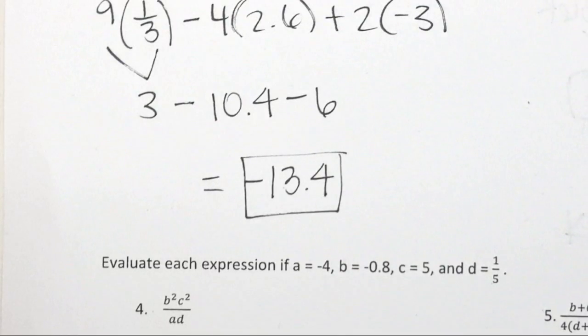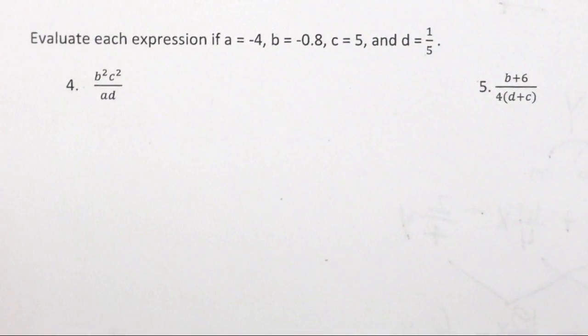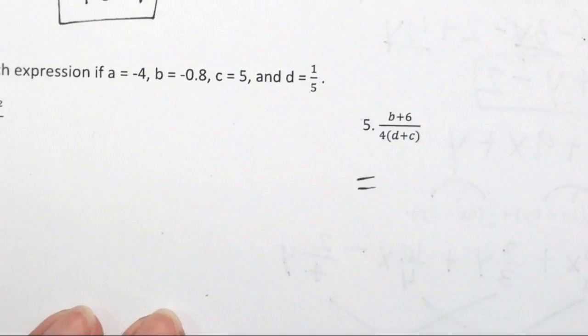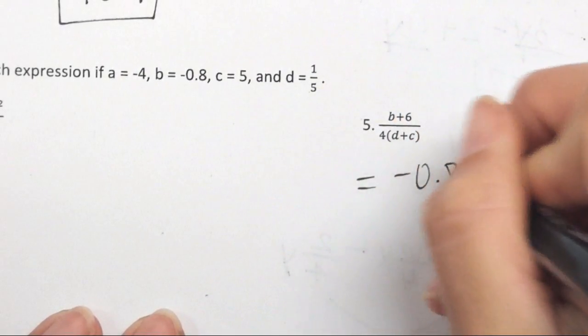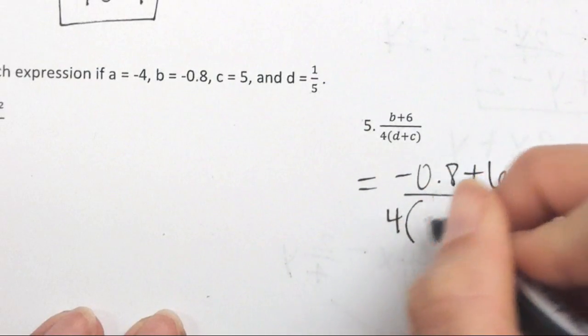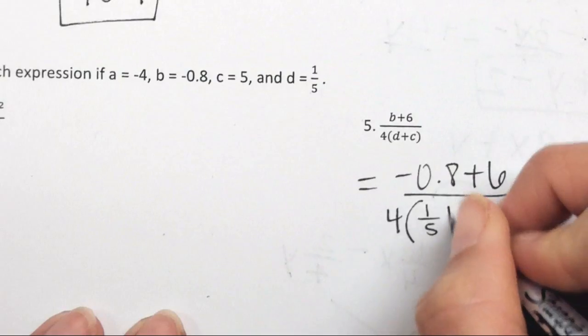Alright, I want you to try one of these on your own, so y'all can pick which one we do together. 4 or 5? Let's do 5. 5 together? Okay. So on this one, on top we'll have negative 0.8 plus 6. On bottom we'll have 4 times 1/5 plus 5.